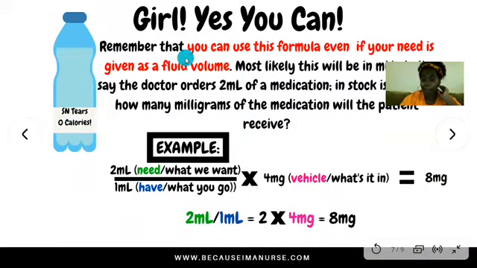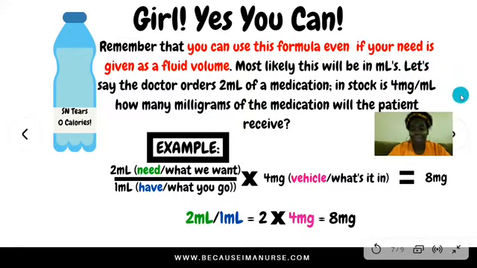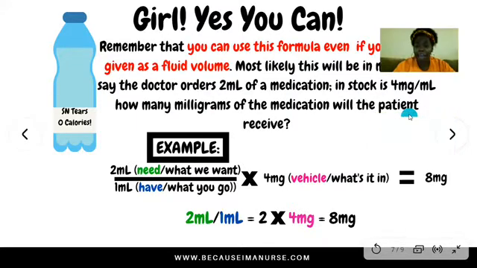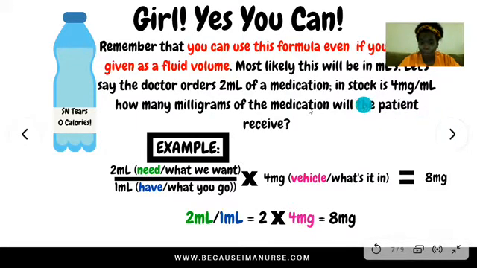Okay, and then, girl, yes, you can. Always remember that you can use this formula even if the need is in volume, because that can get kind of tricky. You think you can only use it for pills, but you can use it for volume too. Most likely it'll be in milliliters. So let's say the doctor orders 2 milliliters of a medication, and in stock, right? So doctor orders, that's our need cue right there. In stock, that's our have cue, is 4 milligrams per milliliter.